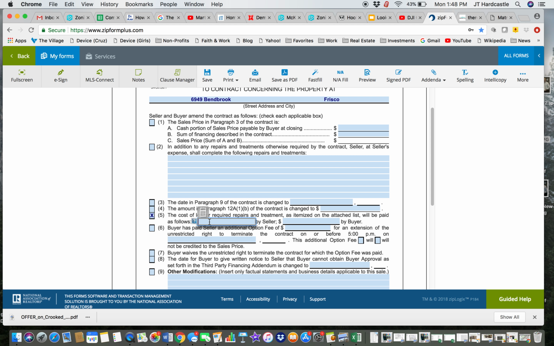Number 5, the cost of lender required repairs and treatment as itemized on the attached list will be paid as follows. This is just if it was $500 that the seller was paying and $500 that the buyer was paying for, again, lender required repairs. This is rare. Sometimes it can happen with a FHA or a VA loan, but it's very rare that you'll ever use number 5.